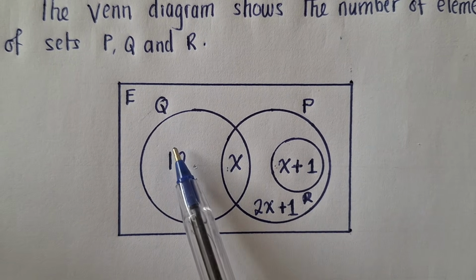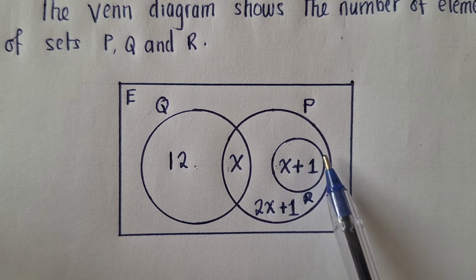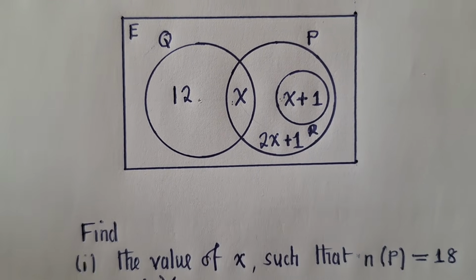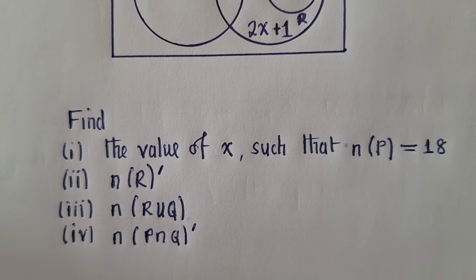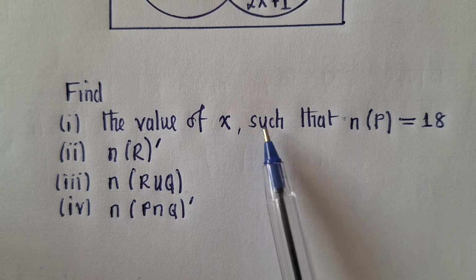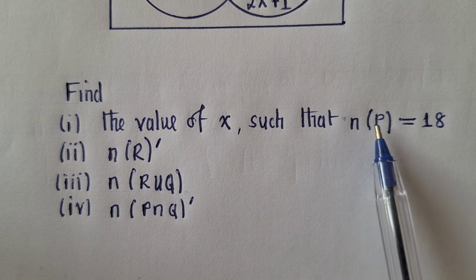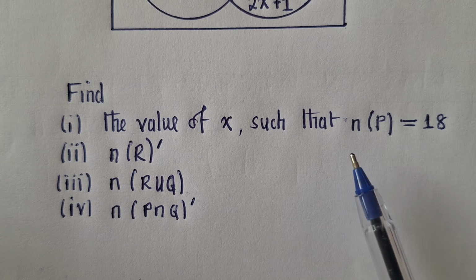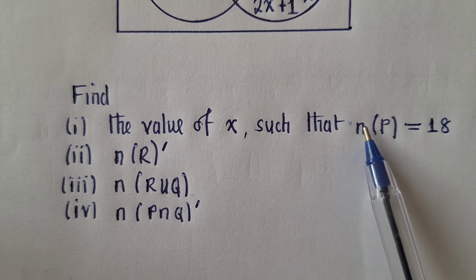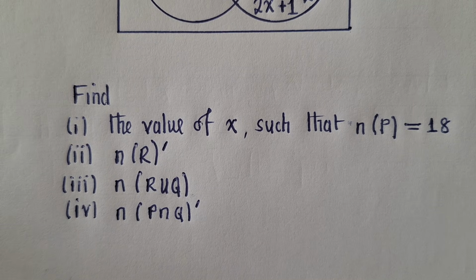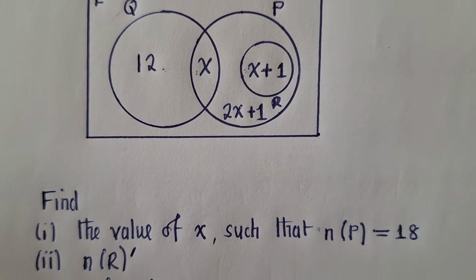Set Q is right here. Set P is this one. Set R, it's this right here. And they say, find the value of X such that N of P is equal to 18. Under sets, when you see the letter N, they are simply talking about number. So they are saying the number of elements in set P is equal to 18.